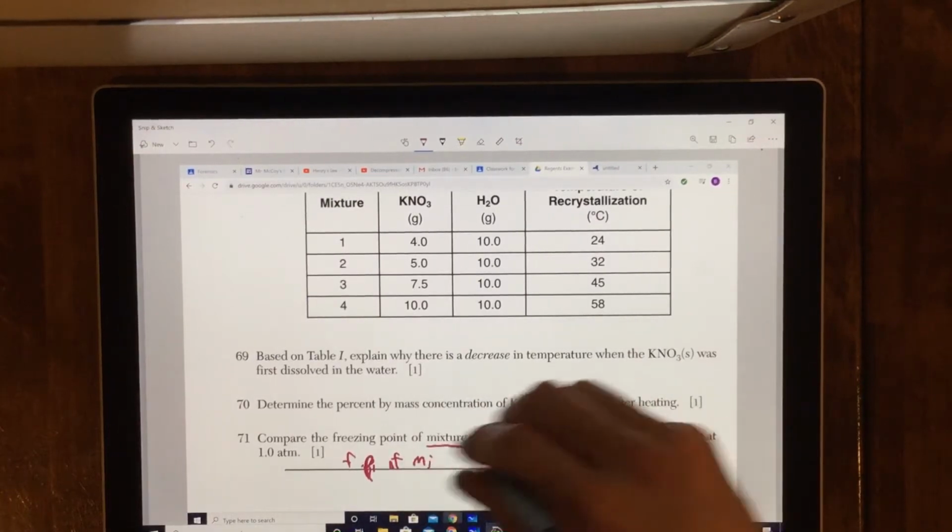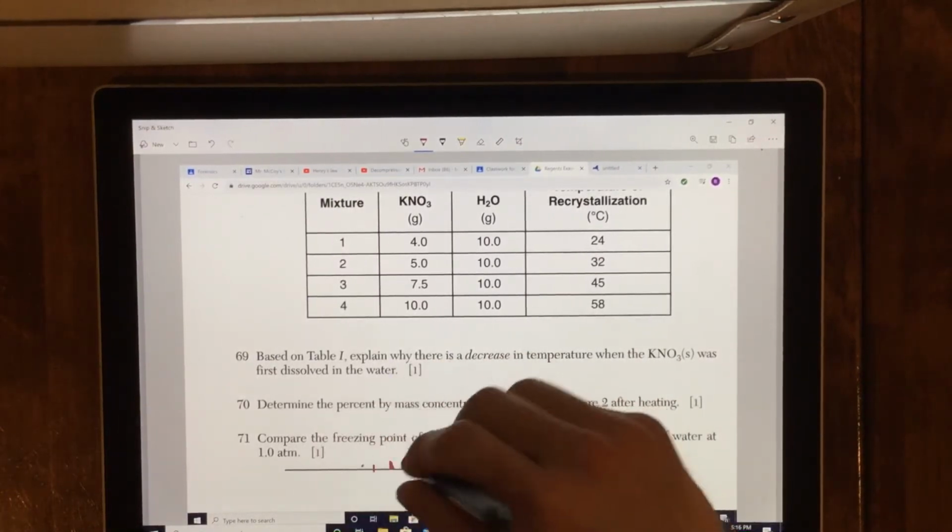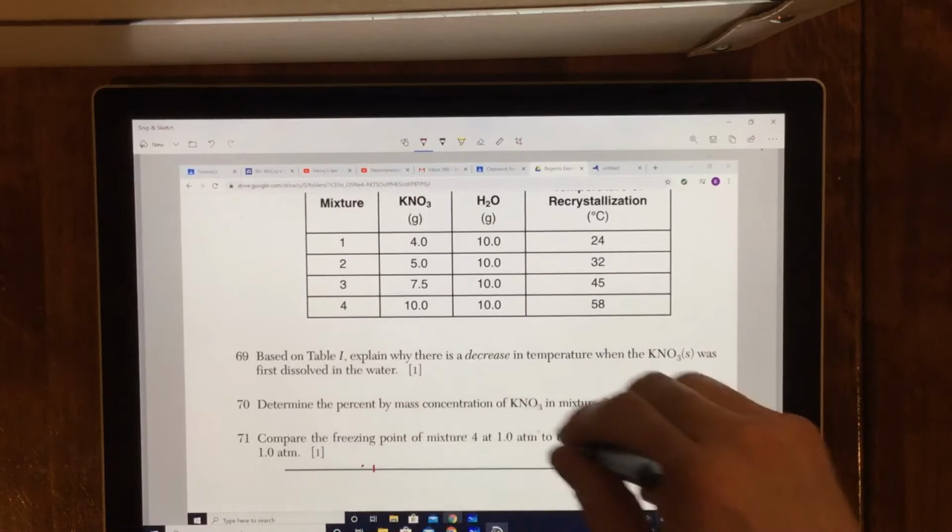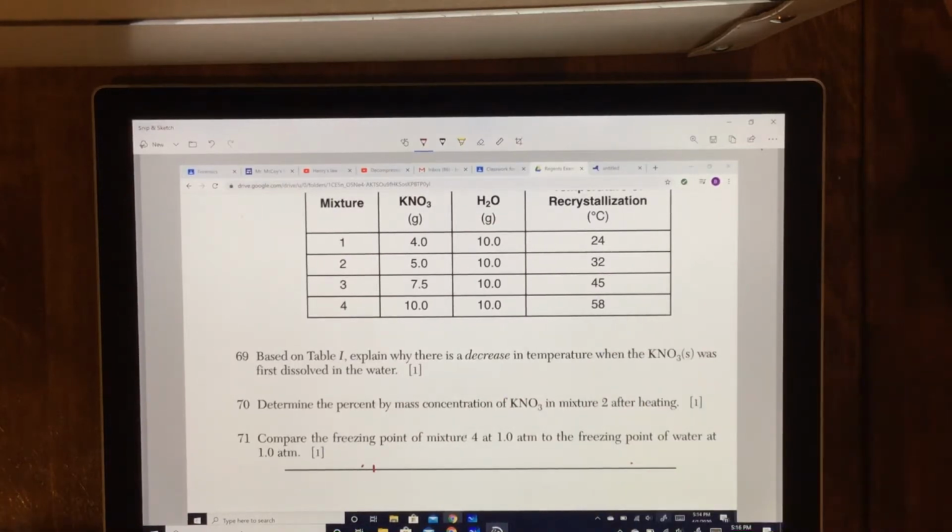And again, that's just a good sample Regents question. So there you go. That's a good one.